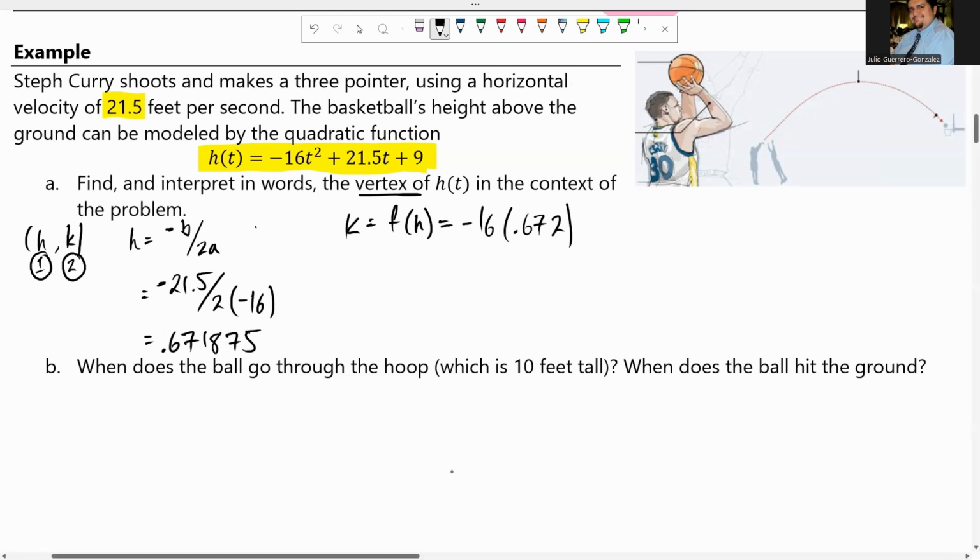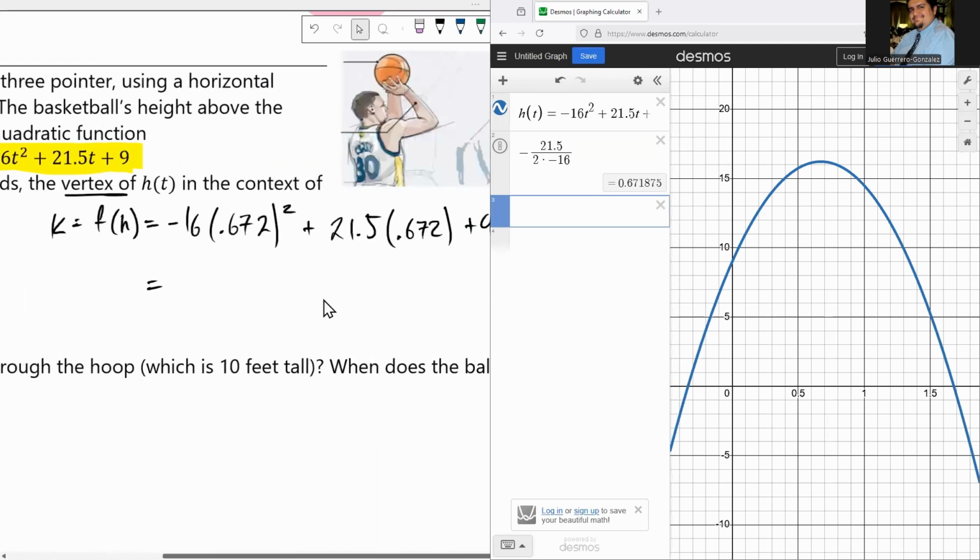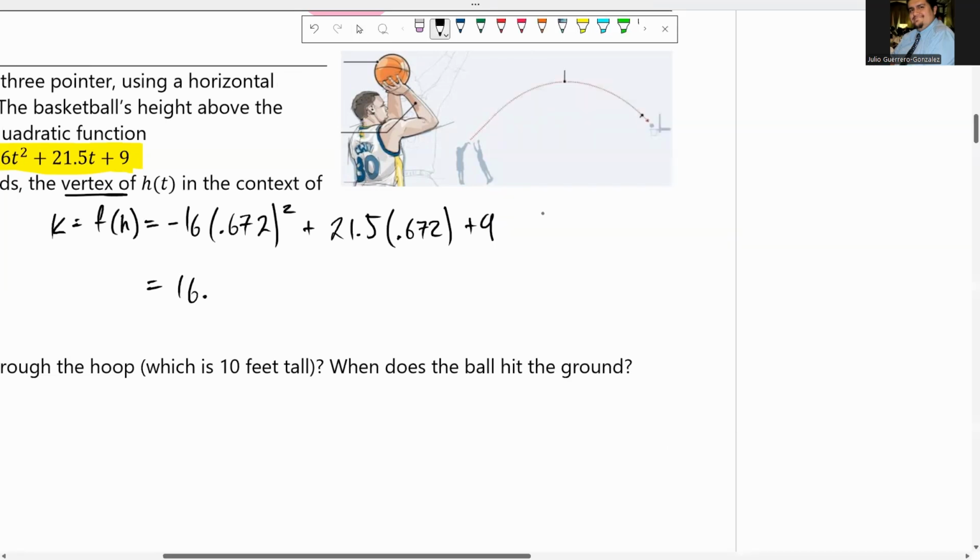So I'm going to go ahead and plug this in: squared, plus 21.5 times 0.672, plus 9. And I'm going to show you guys again the reason why I like Desmos. We defined h of t already, so I can just do h of that exact point, 0.672. And it gives me the thing that I want, 16.2222, I believe. That's cool.